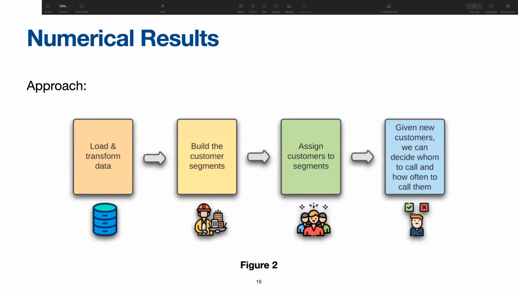So the approach could be summarized by figure 2 here. We are effectively going to load and transform the data. Then after that, we'll build the customer segments. Afterwards, we'll assign customers to certain segments. And given some new customer, we can determine which customer segment they are assigned to. And based on certain metrics computed about the customer segment, we can decide whom to call and how often to call them.